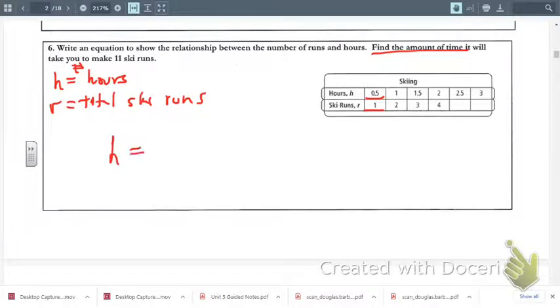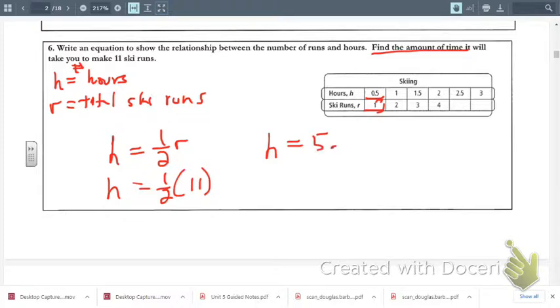So H, the number of hours, is going to equal 1/2 times R. So notice if you go on one ski run, it's going to take a half hour. Okay, so now how long will it take you to make 11 ski runs? So H equals 1/2 times 11. So do 11 divided by 2. So 5.5. So 5.5 hours.